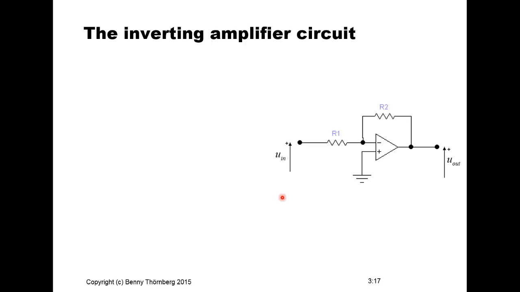We start with the inverting amplifier, and this is how the circuit looks like. The operational amplifier as the main component and two additional resistors as the passive feedback network. The input voltage and the output voltage, and the task is now that we should compute the relation for the voltage amplification, the output voltage divided by the input voltage.